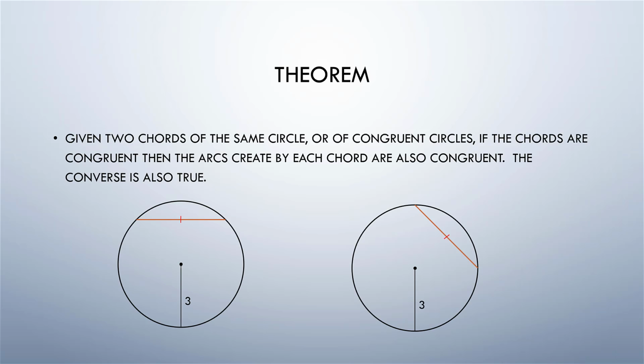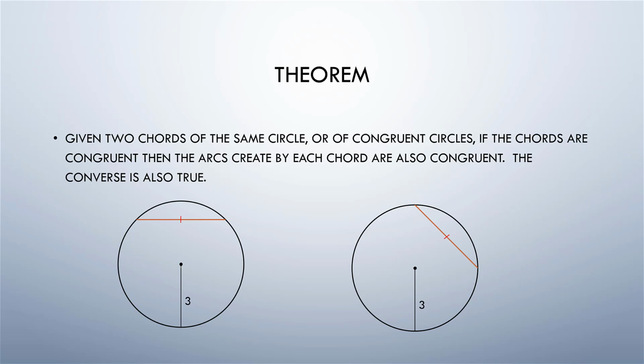So we're going to start off with a theorem. Given two chords of the same circle or of congruent circles, if the chords are congruent, then the arcs created by each chord are also congruent. The converse is true too.